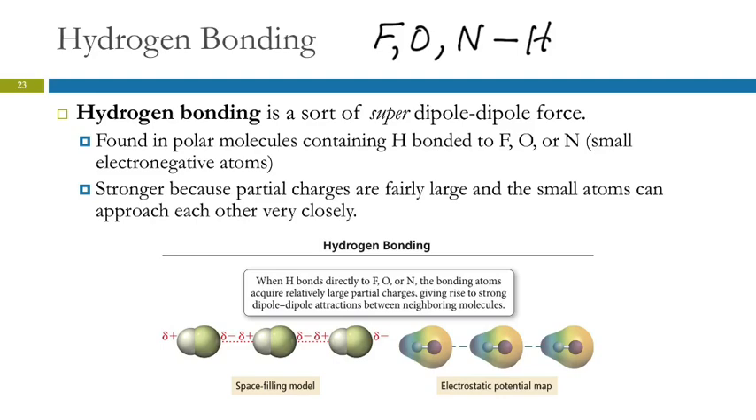And because these are small, they can approach each other and get closer together. So you've got Q1 and Q2 being bigger, and you've got R being smaller. And so the force of attraction here is extra large.